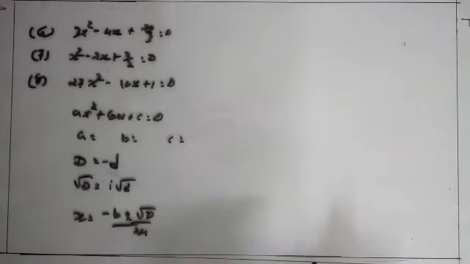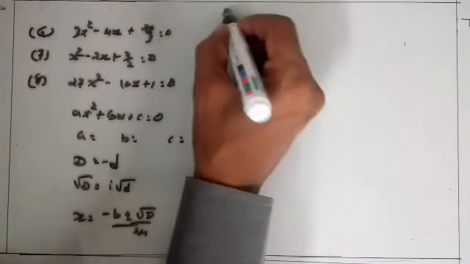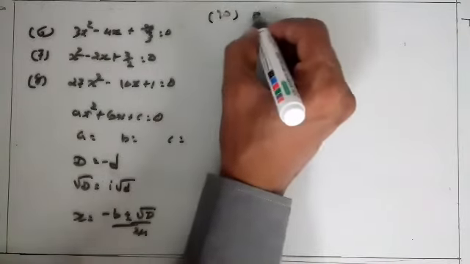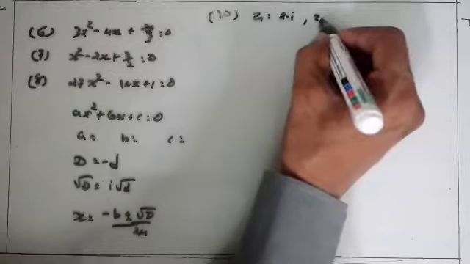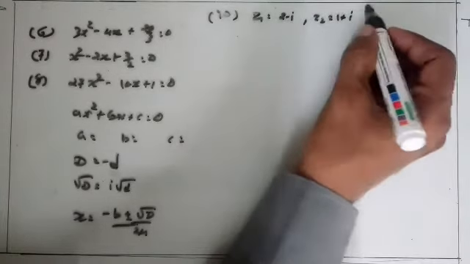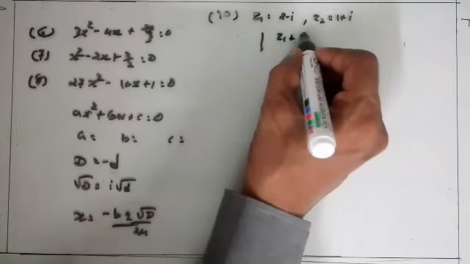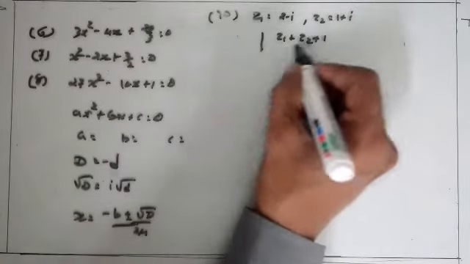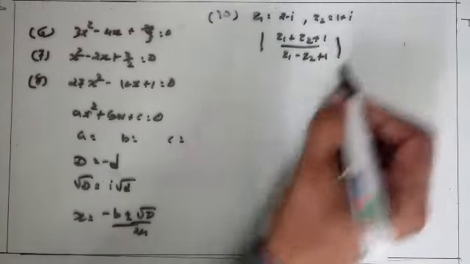Question number 9 is also the same: 21x² - 28x + 10 = 0. It is a quadratic equation, solve this yourself. Now question number 10. Here z1 = 2 - i, z2 = 1 + i. Then find the mod of (z1 + z2 + 1)/(z1 - z2 + 1).